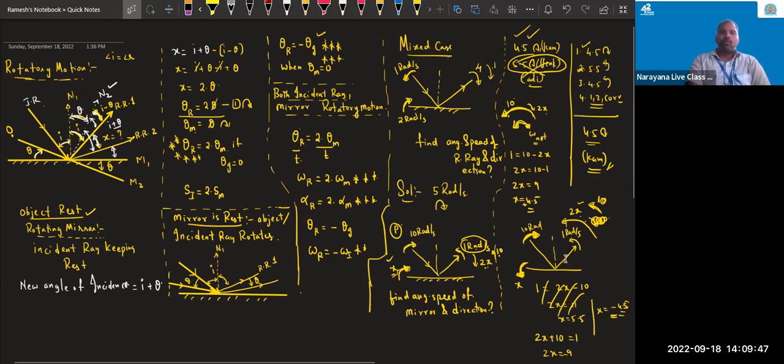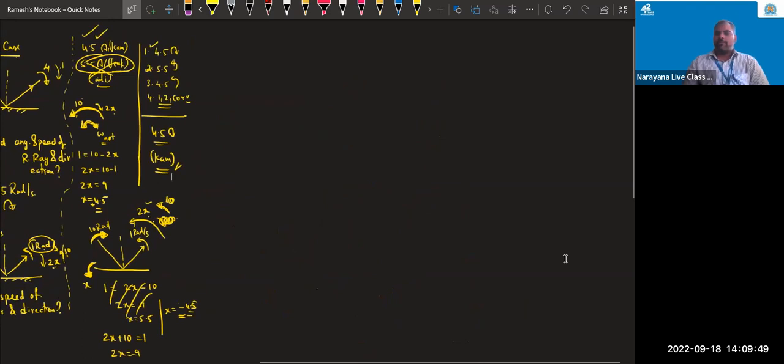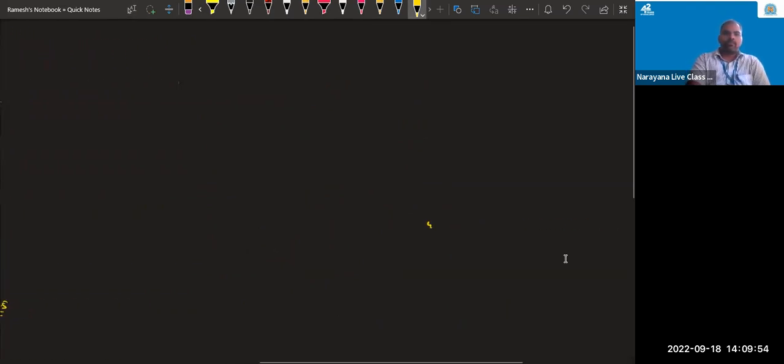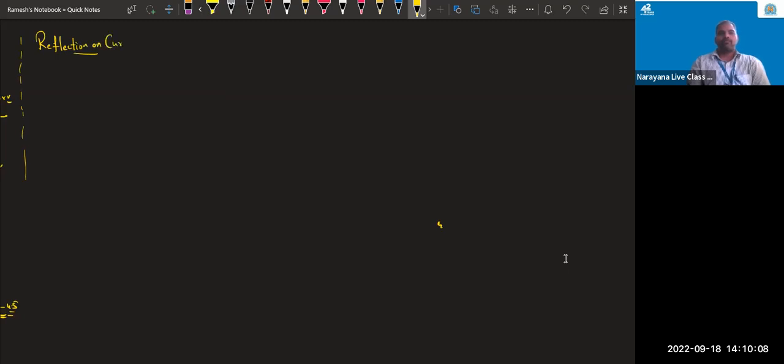Finished, huh? Okay. So let me introduce the next concept. Reflection on plane surface is over, no? Now reflection on curved surface. Curved surface. So I will take one sphere.